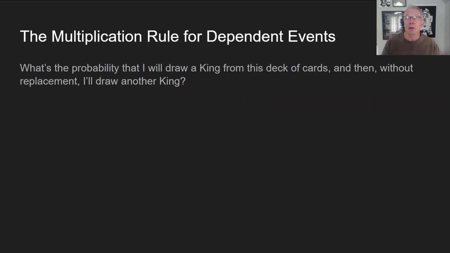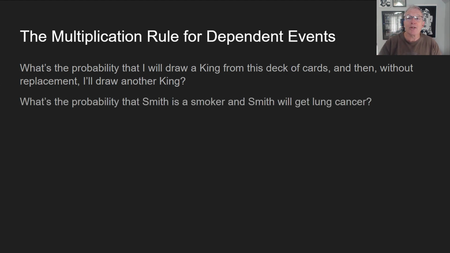In that case, it would be 4 out of 52 times 3 out of 51 is the answer to the first question. I didn't write it out in this case, but what I'm trying to get you to do is understand the notion of dependence, of how the subsequent events change in probability because of what happened in the previous event. What's the probability that Smith is a smoker and Smith will get lung cancer? Well, those are different. The probability you'll get lung cancer changes if there's this prior fact that you're a smoker. So knowing that about Smith changes our assessment of the probability that Smith will get lung cancer.